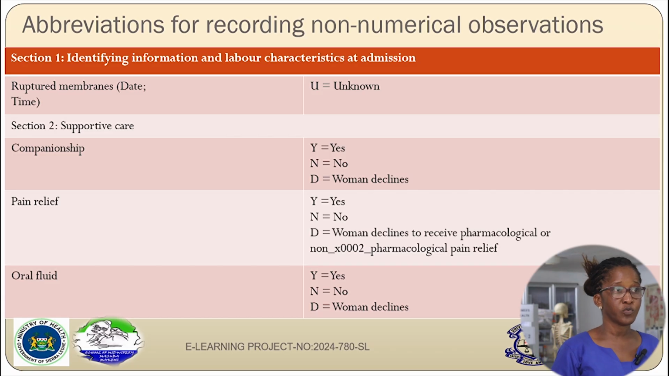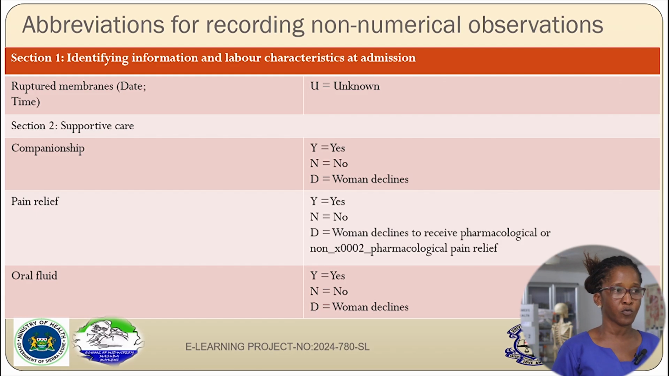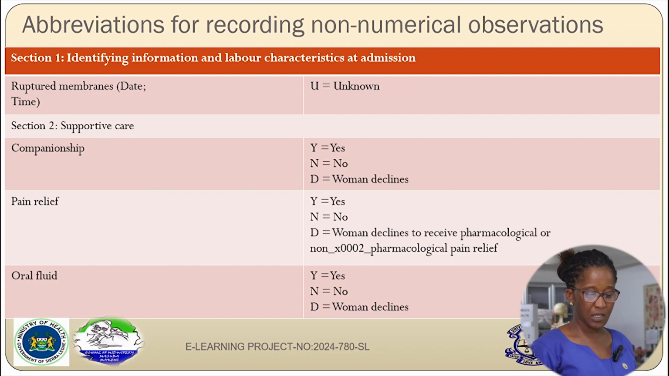These are the abbreviations we're talking about. For instance, where you have the rupture of membranes date and time, and the woman could not give you exactly the date and time that you should record in numbers, then you will put U to say it's unknown. If in section 2, for instance, we talked about birth companionship, if the woman came in with a birth companion, she was allowed into the labor ward, you record with a yes or Y just to say yes, there is a birth companion. So these are the non-numerical documentation we put on our labor care guide. The list of them follows in the next slide.